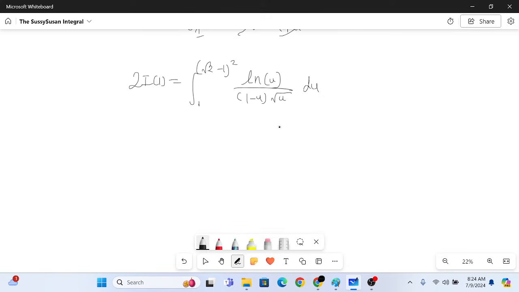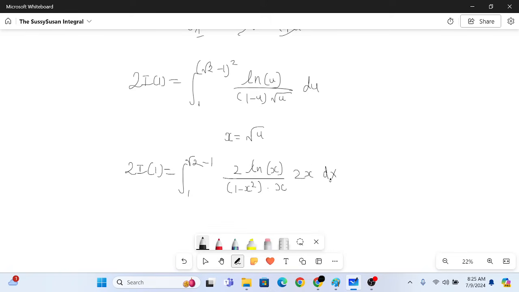So let us try to remove that. If I again make a substitution that x is square root of u, then we can make some progress. 2 times I of 1 will just be the integral from 1 to square root of 2 minus 1. Now in place of ln of u we have ln of x square, so this is 2 times ln of x. And over here we have 1 minus x square, and square root of u is just x, and du is just 2x dx.